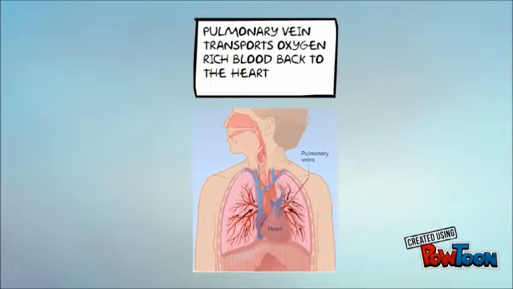The pulmonary vein then transports oxygen-rich blood back to the heart, and the heart would now pump this blood all over the body, and the cycle will repeat itself.